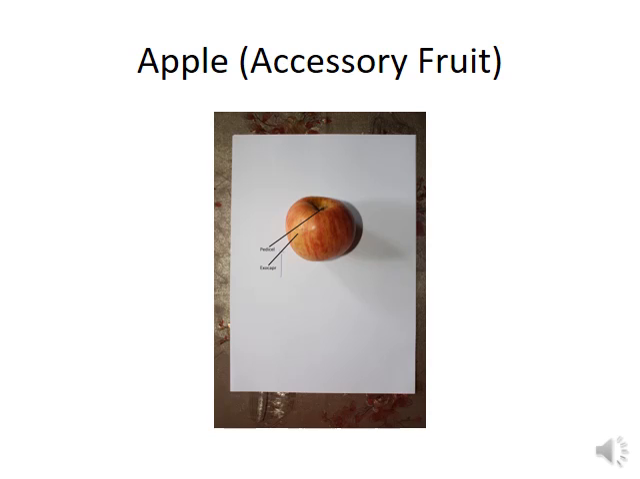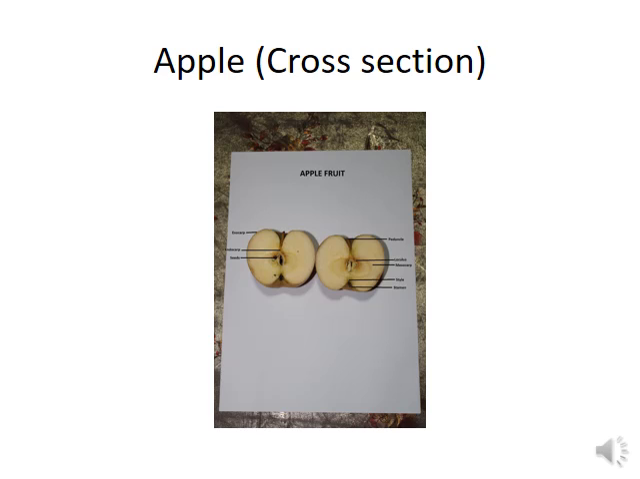Apple. The apple is an accessory fruit that has pedicel, stem, and exocarp, skin. Apple fruit in cross-section has exocarp, endocarp, seeds, peduncle, loculus, mesocarp, style, and stamen.